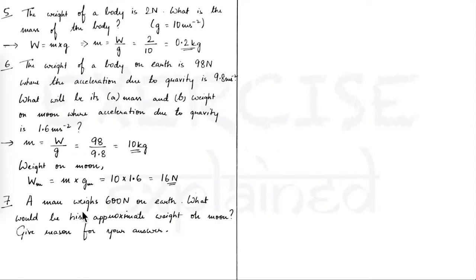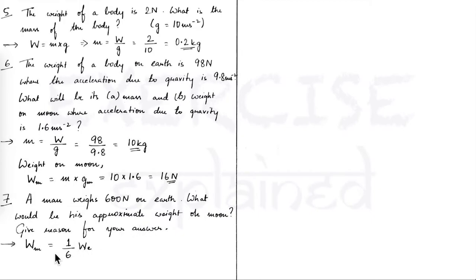Coming to the next question, that is question number 7, exercise 3E. A man weighs 600 Newton on Earth. What would be his approximate weight on Moon? So this is the weight on Earth. We need to find the weight on Moon. Give reason for your answer.